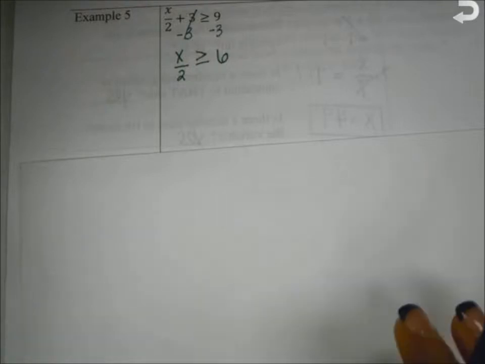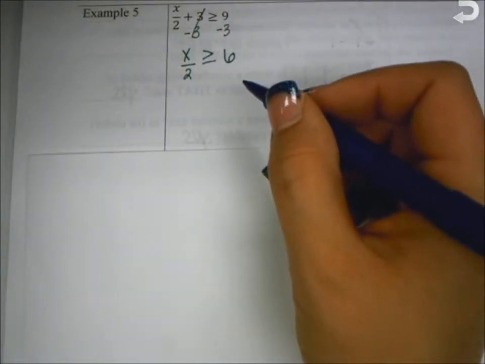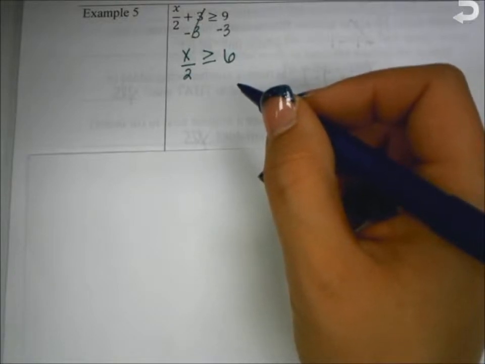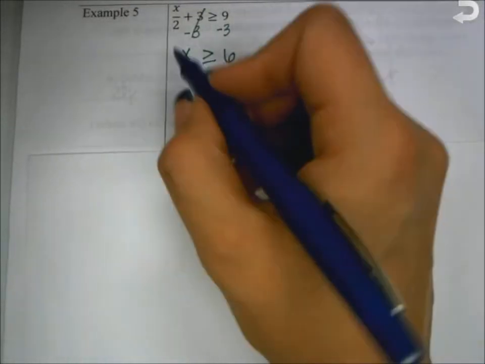Kaya, what's my next step? Multiply by what? You can do it. Okay, I multiply both sides. You're right. What number do I multiply both sides by? Exactly, 2.